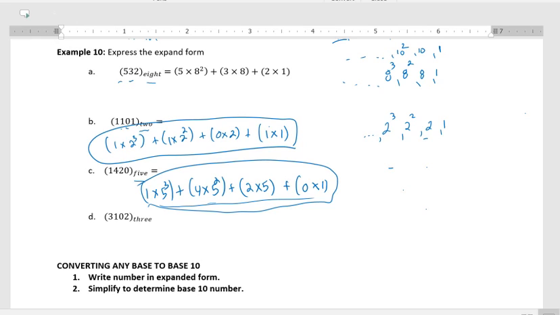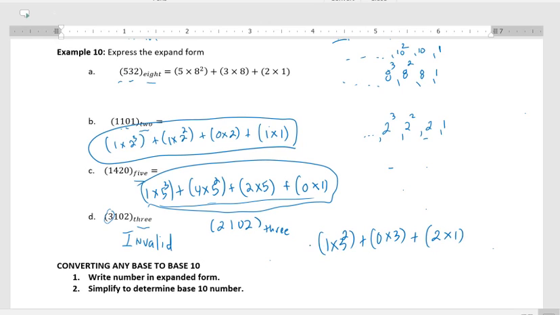Okay, let's go to the next one. So here my base is 3. However, we have a 3 in our answer. So this is really an invalid numeral. But let's say that we have 2102 base 3. Then we would have written 2 times 1 plus 0 times 3, since we're in base 3, plus 1 times 3 squared plus 2 times 3 cubed.